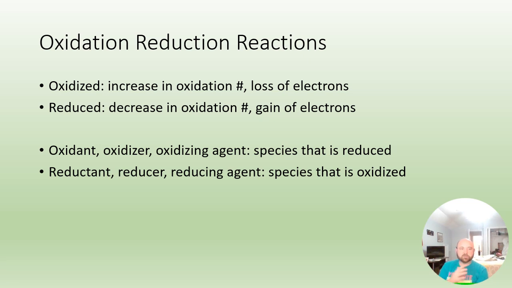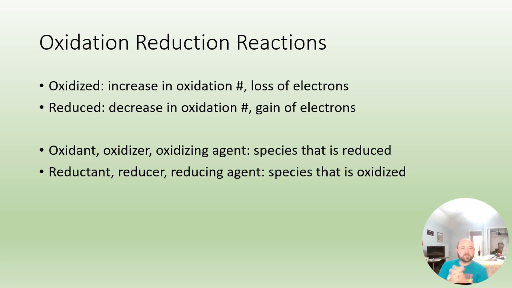However, it kind of feels backwards to describe each of these things. The thing that is reduced ends up being referred to as one of three things, either the oxidant, the oxidizer, or the oxidizing agent, because the thing that is reduced, the thing that gains electrons, gains those electrons from the things that lost the electrons. So we say the reducer oxidizes something. So it works for the vice versa also.